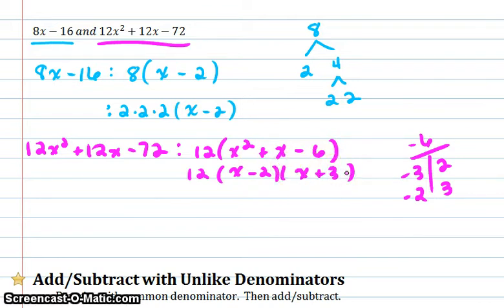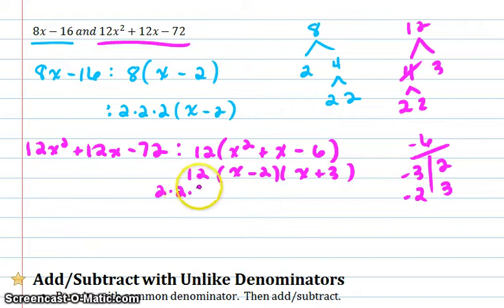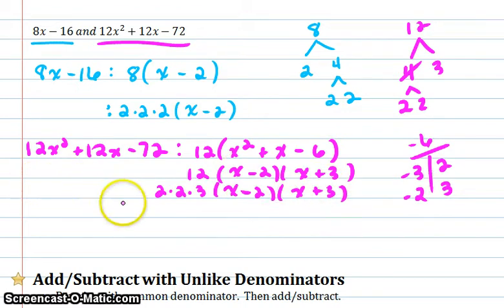Okay, that is the factored form, and it looks like we've got a 12 here, so we can keep factoring that number 12. 12 is 4 and 3, which is 2 times 2 times 3. So instead of 12 here, I'm going to write 2 times 2 times 3 times x minus 2 times x plus 3. Okay, so that was for 12x squared plus 12x minus 72.